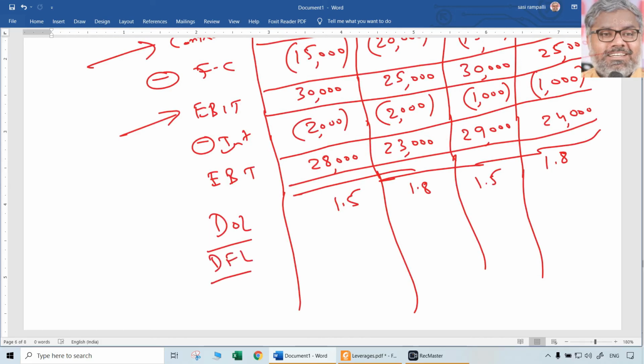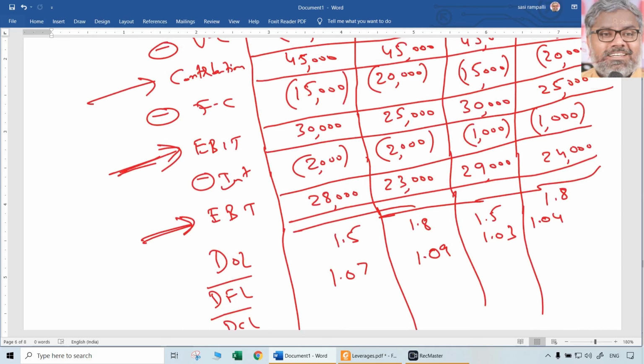Financial leverage, EBIT divided by EBT. It will be different for each of the plans, each of the cases. So 30,000 divided by 28,000. So EBIT divided by EBT. So 30 by 28, 1.07 approximately. Then 25 by 23, 1.09. Then 30,000 divided by 29,000, 1.03. Then 25 by 24, 1.04. That is degree of financial leverage.